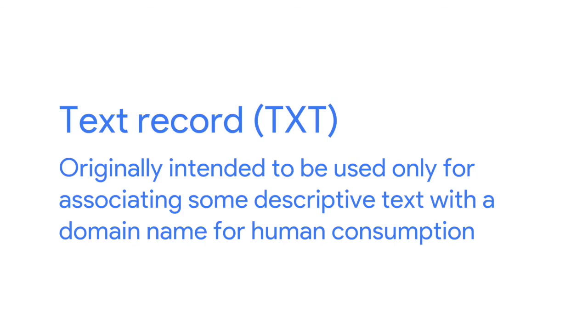The text record type is an interesting one. TXT stands for text and was originally intended to be used only for associating some descriptive text with a domain name for human consumption. The idea was that you could leave notes or messages that humans could discover and read to learn more about arbitrary specifics of your network.